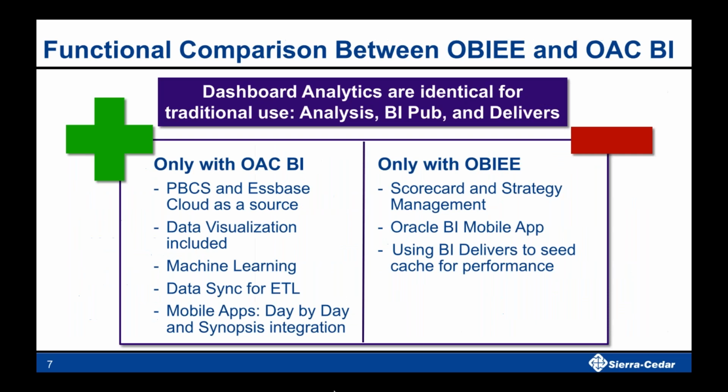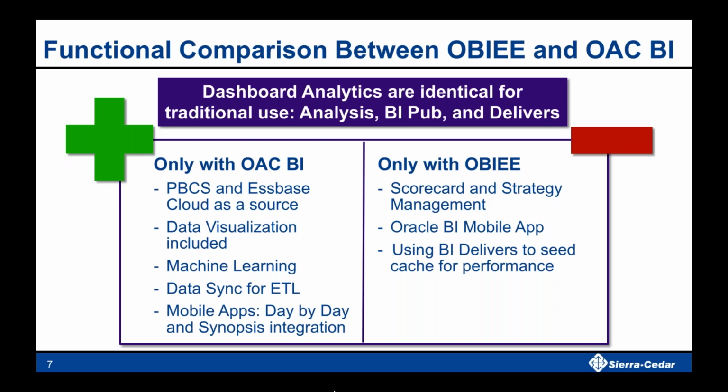Next slide, please. Just a quick functional comparison between OBIE and OAC. I think this is a key reason why a lot of folks who have on-premise OBIE haven't put too much focus for the first couple of years on going to BICS or OAC BI, because you'd hear, oh, it doesn't do this yet or it doesn't do that yet type general comments.